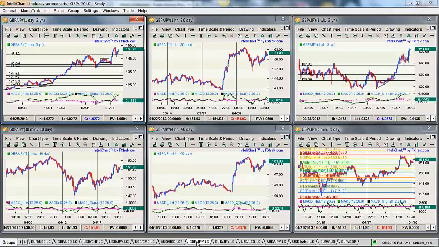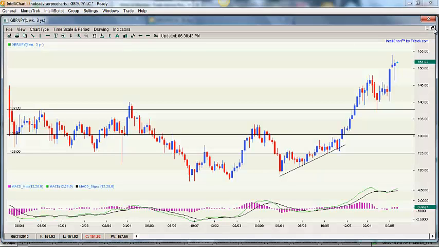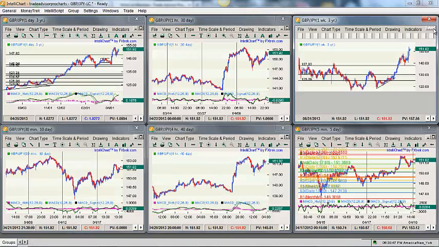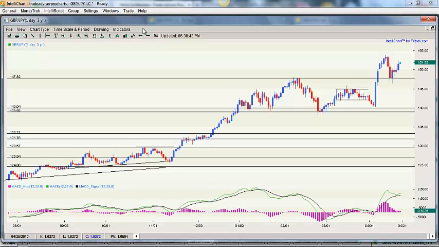Pound yen, same thing as the other yen crosses. They've been exploding upwards, but we still have to look for a significant pullback level to find an entry. Yes, we can look back and say we missed a lot of pips, but we can also look back and realize that when this thing pulls back, it pulls back very hard.